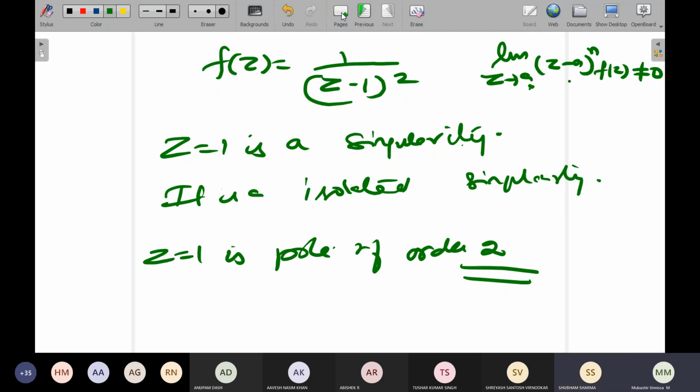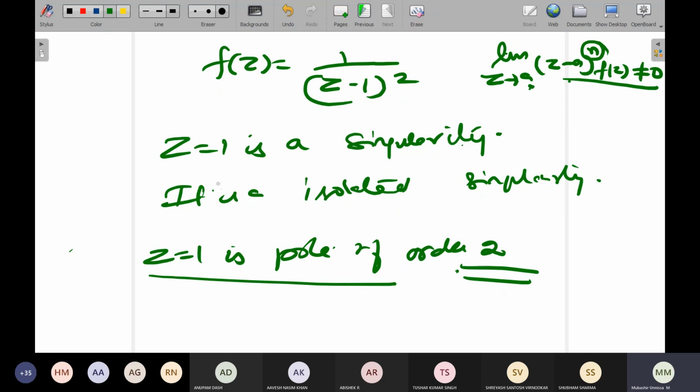Can you please explain this problem once? If we apply the limit as z tends to 1, it comes out to be infinity, so the limit doesn't exist, ma'am. So it is not a removable singularity, and it shouldn't be an essential singularity after that. That is what I said: it cannot be an essential singularity because z equals 1 is a pole of order 2. What is the condition? I should find an integer n such that this value is not equal to 0.